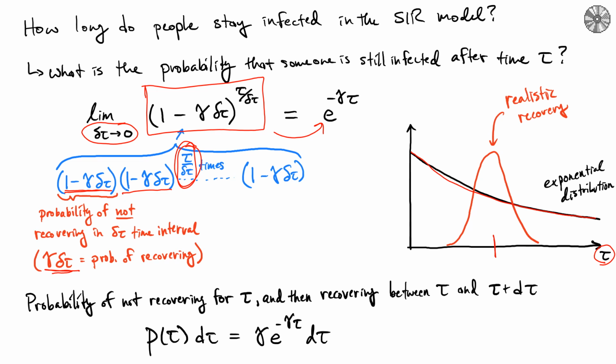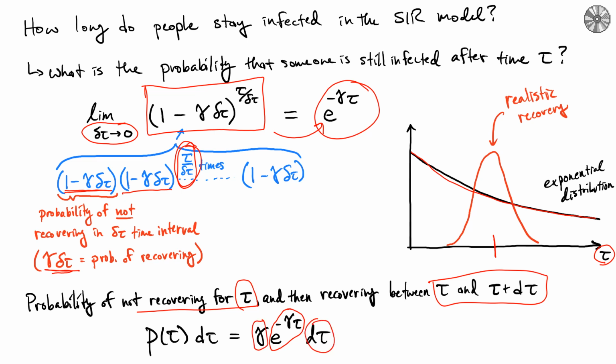If this is the probability of not recovering after tau, then the question is, if we've waited tau amount of time and then you happen to recover in the next delta tau, the probability of doing that is simply not recovering for tau time, and then recovering, that's the gamma times delta tau that we had, in that next delta tau. So that is our probability of recovering exactly between tau and tau plus delta tau. And we're going to use that in just a second.